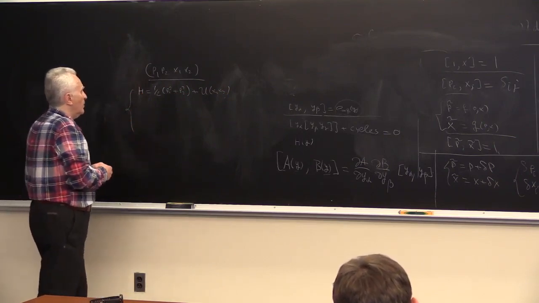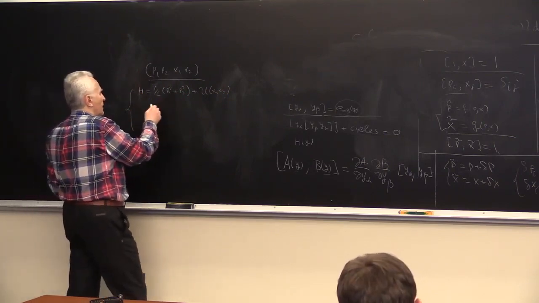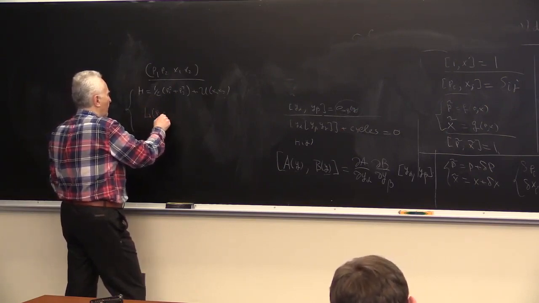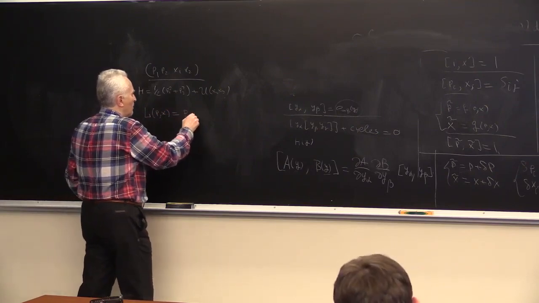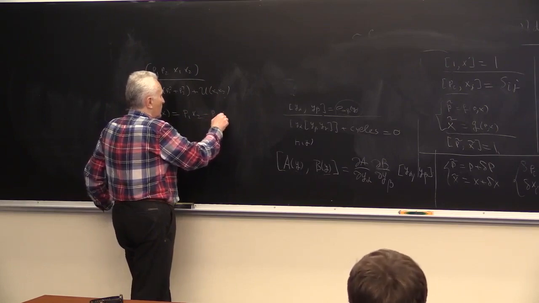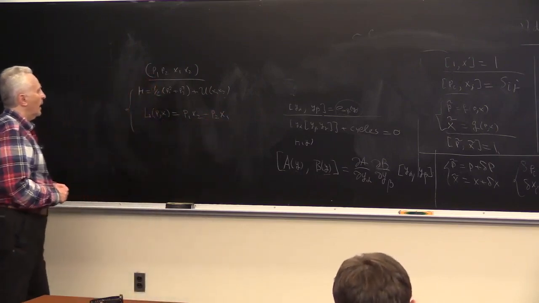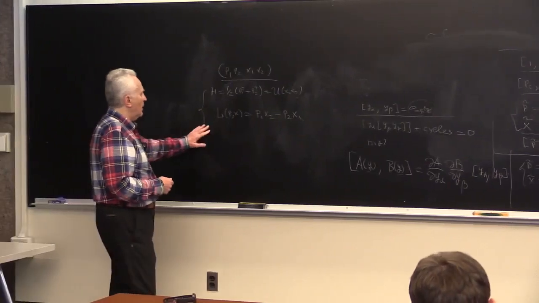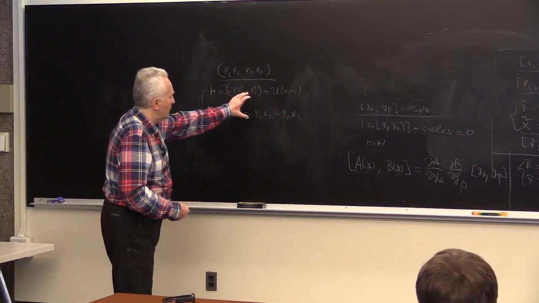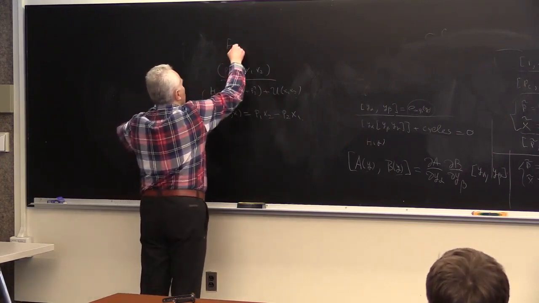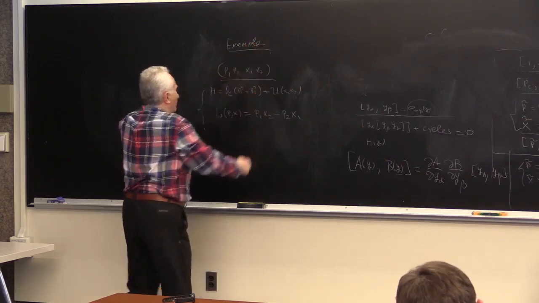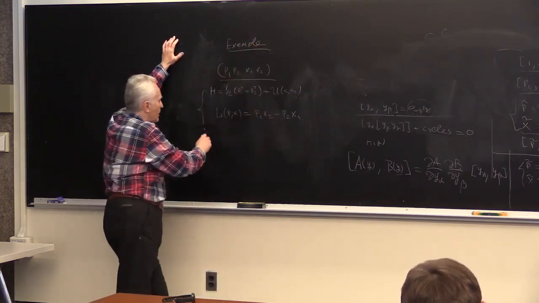And I want to look at the canonical transformation generated by the function L, which is p1x2 minus p2x1. I will just choose this, and now let's see what kind of transformation it generates. All this is a special example. Let's just try to see.